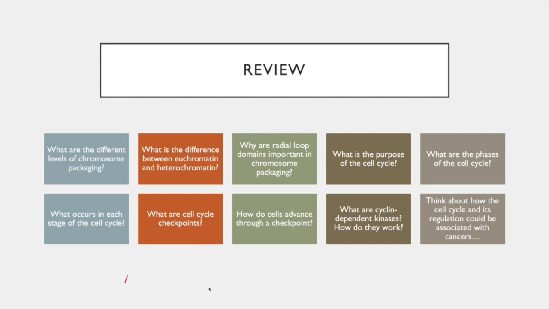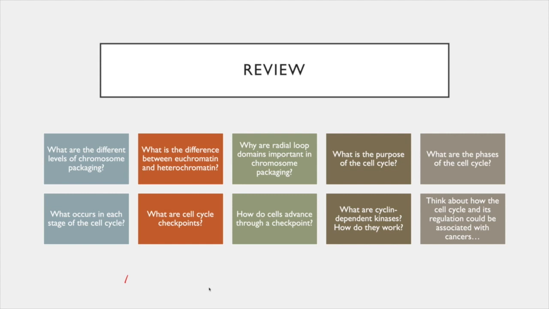What are cyclin-dependent kinases or CDKs? How do they work? How does a cyclin-dependent kinase regulate the cell cycle? Where do those checkpoints occur? And think about the cell cycle as a whole and how the regulation of a cell moving through the cell cycle may be associated with things like different types of cancers.